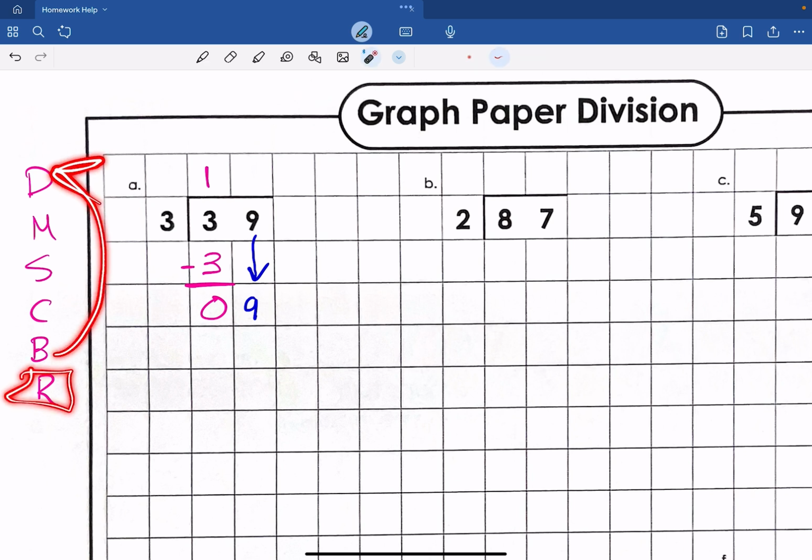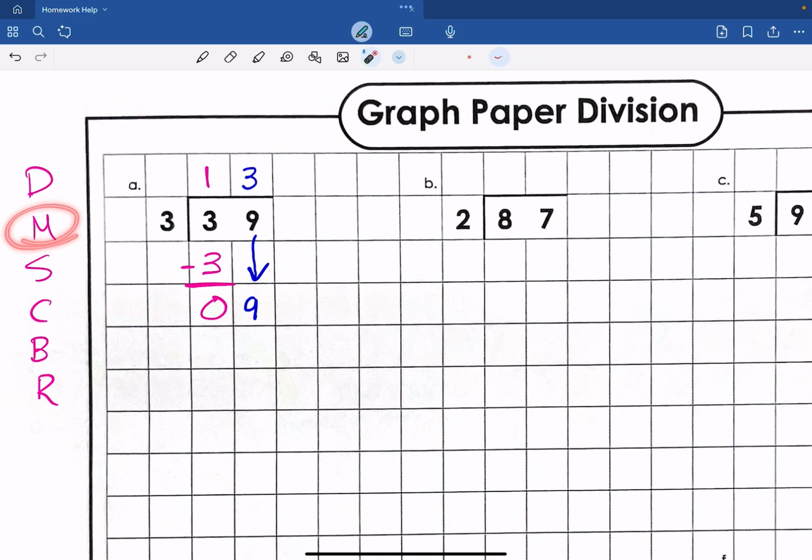I'm going to go back up to divide. We're saying how many times can 3 go into 9? If you know your multiplication facts, this becomes much easier. I know that 3 times 3 equals 9, so 3 goes into 9 3 times. So I'm going to write that in up top. Divide step is done.